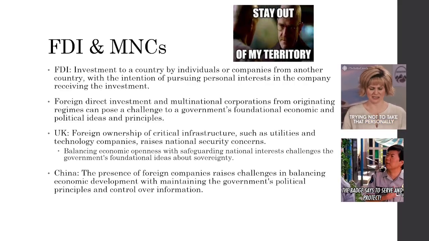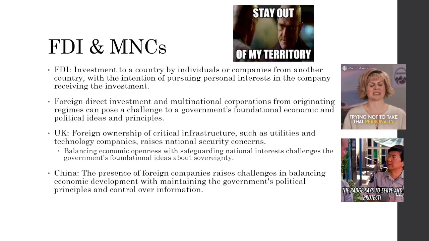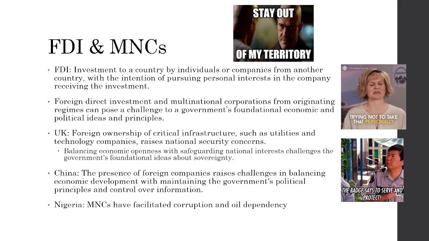About China: in China, the presence of foreign companies raises challenges in balancing economic development with maintaining the government's political principles and control over information. China is very communist. They're very, very protective over the country, the economy, and the information. So if foreign companies release certain information, they may not agree with it. In Nigeria, multinational corporations have facilitated corruption and oil dependency, as oil is a big part of the GDP, and it maintains economic growth within the country.